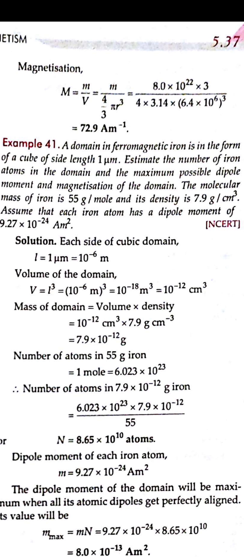And for dipole moment we know that small m is given. Each iron atom has a dipole moment of 9.27 into 10 to the power minus 24 ampere meter square. That is given in the question. From there we have written the dipole moment small m equals. After that we have to find out the value of magnetization, that is small m upon v, magnetic moment upon volume. The volume we have already taken out, 10 to the power minus 12.